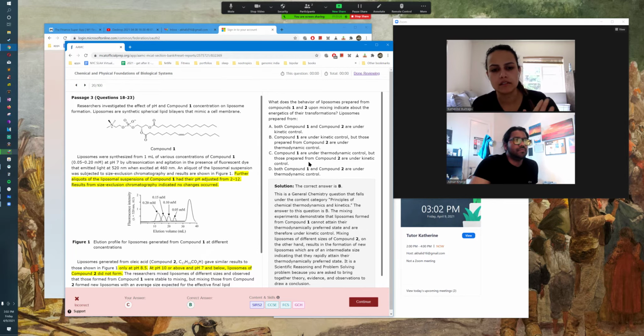Okay, so I get it. Therefore, compound 2 will be more stable because we need to think of the formation of the larger liposome as a final product. But I'm sorry, I still don't get what they mean by compound 1 being under kinetic control. It can't be thermodynamic control because it's not changing the stability.